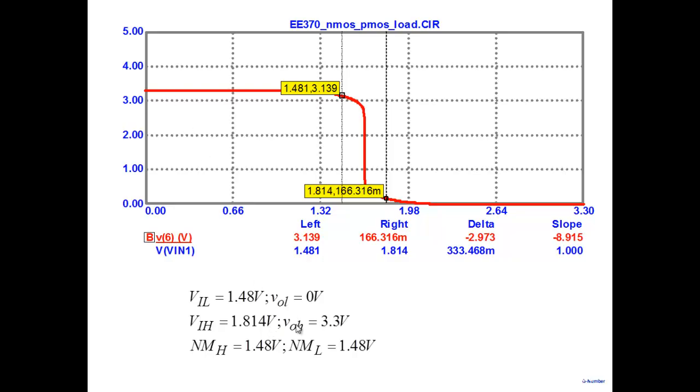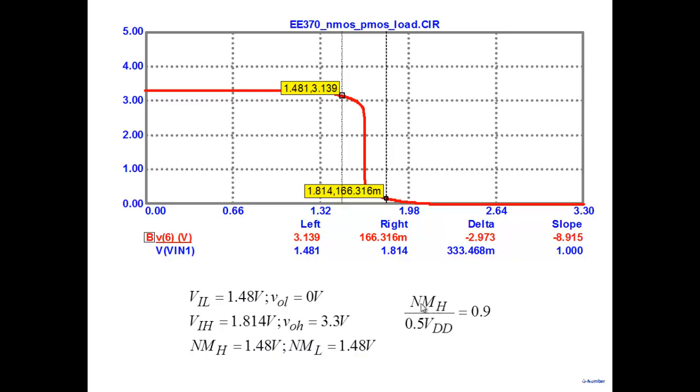Note that these are small VOL and small VOH. According to our definition, remember what we said was, in a long chain of inverters, what is the stable 0 and stable 1? So that's 0 and 3.3. NMH is 1.48, NML is 1.48 because we made a perfectly symmetrical characteristic. Both are equal.